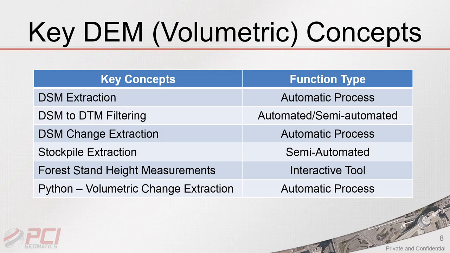Change detection I mentioned already, so we could actually have a scenario where we have multiple elevation data sets collected over the same location over time, and so we can derive a change map of the elevation features, and this is a particularly important application for things like stockpile extraction, which is next on our list. And another capability is that we can use the elevation information to look at forest stand height measurements, so essentially looking at vegetation analysis. And then the last thing that we're going to be looking at is a Python-based volumetric change extraction workflow.